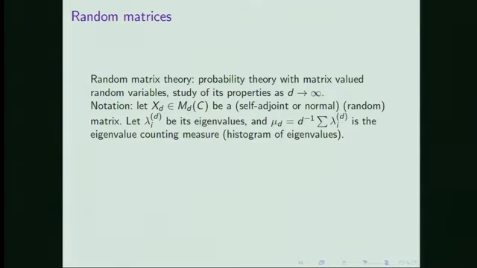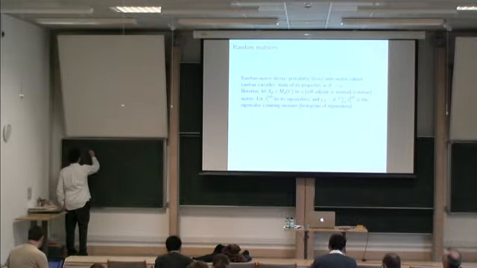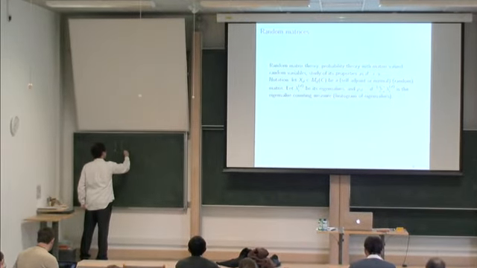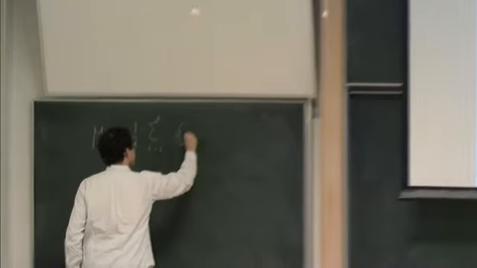So I can order them in increasing or decreasing order. And like I was saying before, the quantity that has been the most studied historically is the so-called eigenvalue counting measure. So there is a delta missing here, but anyway, I'm going to write down one or two things. So we have mu_d, which is 1 over d, sum for i between 1 and d of delta_{lambda_i^d}.